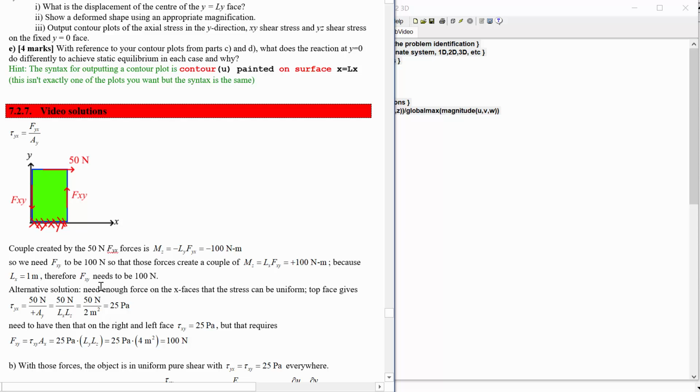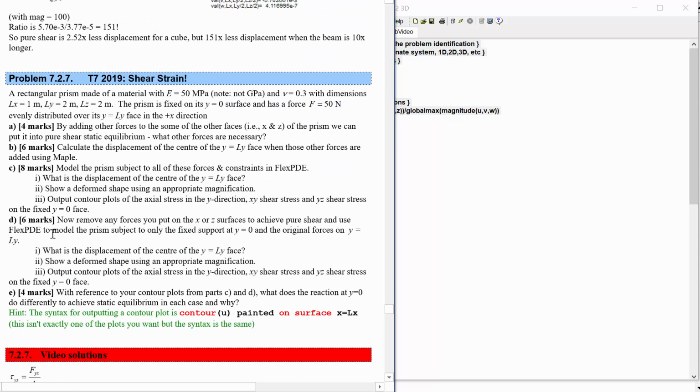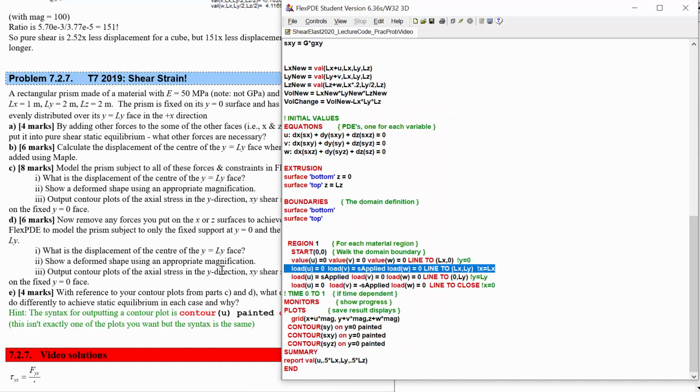Okay, so next thing, we are going to go to question D. This one says, now remove any forces that you put on the X or Z surfaces to achieve the pure shear, and use FlexPDE to model the prism, subject to only the fixed supported Y equals 0 and the original forces on Y equals Ly. So what this means is that we're going to take these side ones, the X surfaces, and get rid of the applied load that we put there.